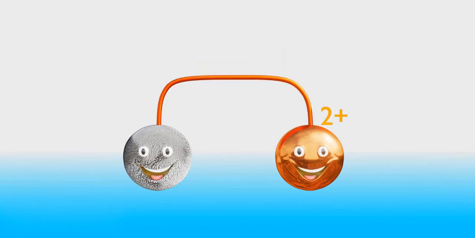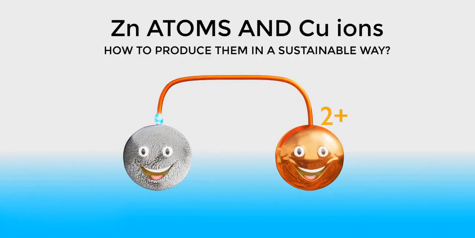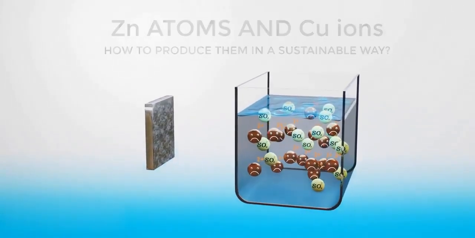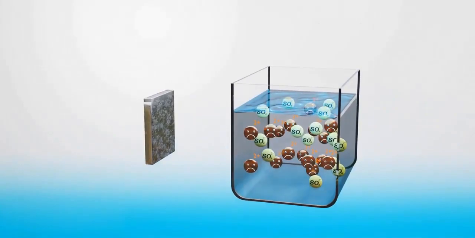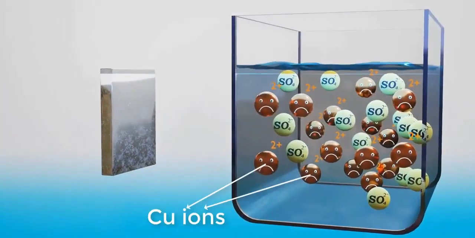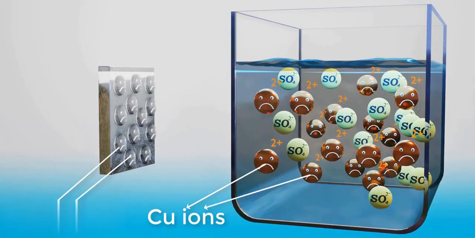If we can produce more such zinc atoms and copper ions in a sustainable way, then we will be able to achieve a continuous flow of current through the connecting cable. Let's see how we can achieve this. To produce copper ions and zinc atoms sustainably, let's use a copper sulfate solution, which is composed of numerous copper ions, and a zinc metal bar, which, as the name implies, contains a lot of zinc atoms.